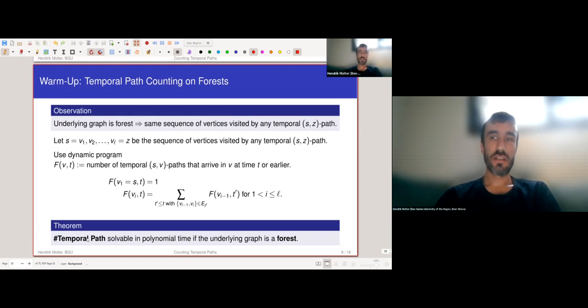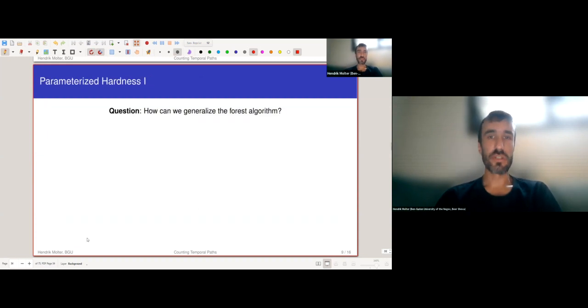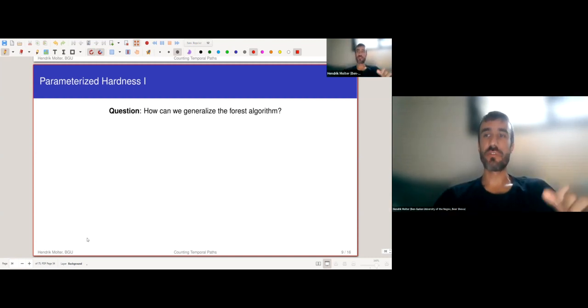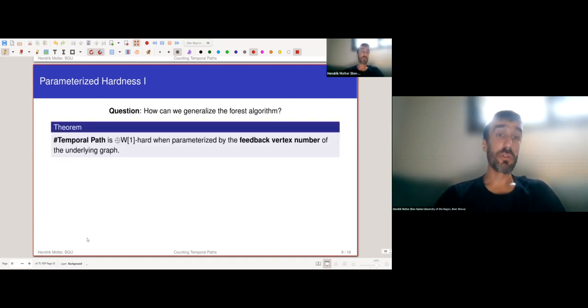And that leads naturally to the question, can we generalize this idea somehow? Can we generalize this forest algorithm? How can we do that? So next I want to show you our hardness results that we have to kind of set a baseline of what we can expect. And what we could show as one of the main technical results of our paper is that temporal path counting is hard for a complexity class called parity W[1] when you parameterize the problem by the feedback vertex number of the underlying graph.